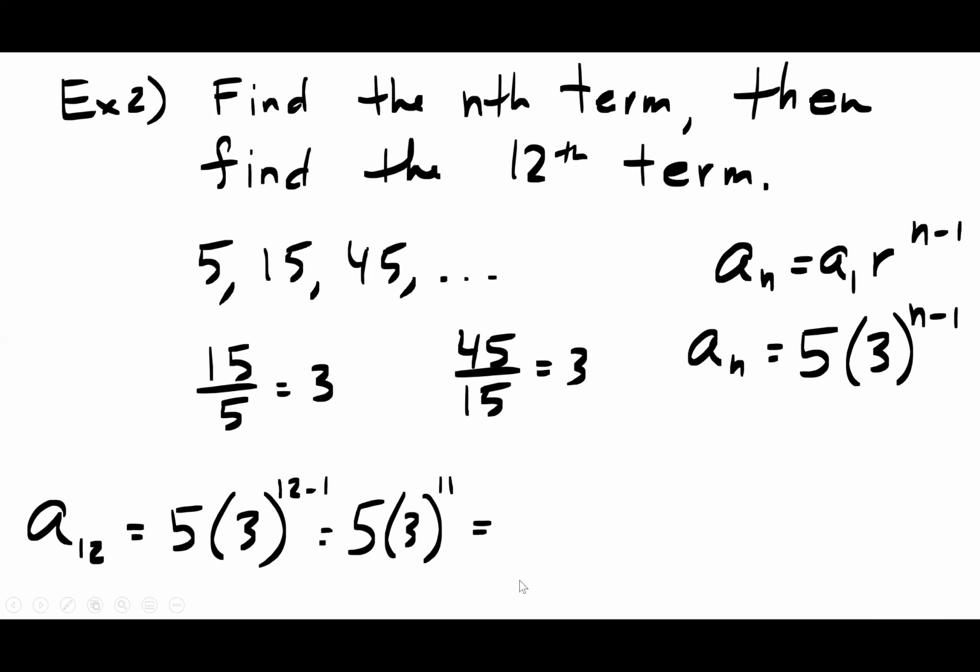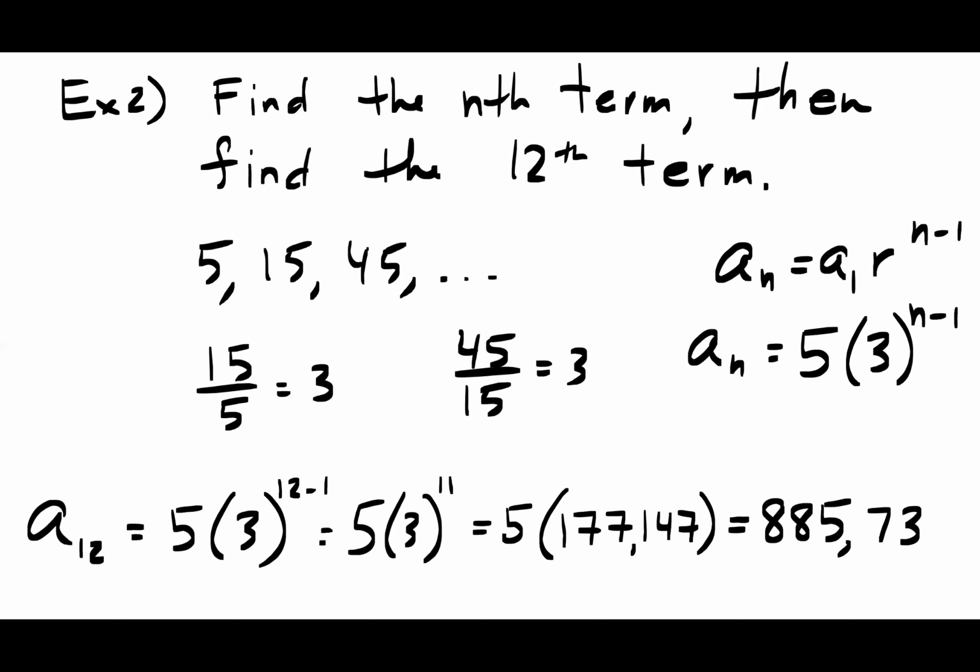About 28.7 seconds. All right, time is up. Let's go with it here. So 3 to the 11th is 177,147, according to my calculator. Multiply by 5, then the 12th number in this sequence is 885,735. If you made it to that, you did great.